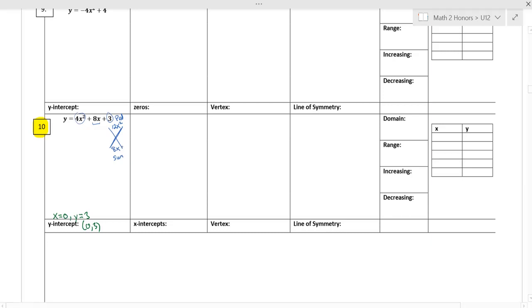So I start thinking, what times what is 12? And 2 times 6 is 12. And then I ask, does that add up to 8? Yes, it does. So 2x and 6x will be the two terms I was looking for, and that tells me how to split up my 8x. I'm going to split that into 2x and 6x. This is the method I'm using here. So 4x squared stays put, the 8x becomes 2x plus 6x, plus 3. So we've split those three terms into 4 terms so that we can now factor by grouping.